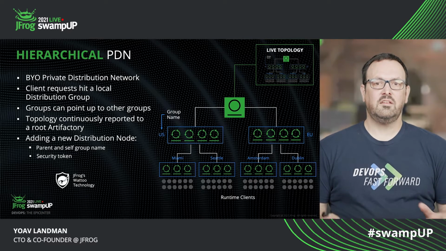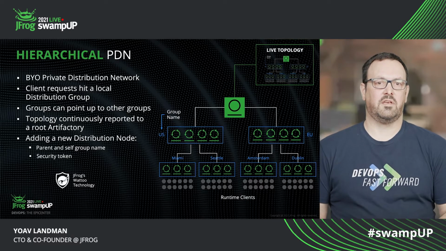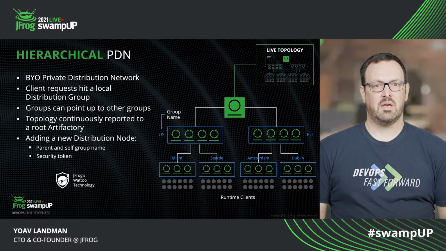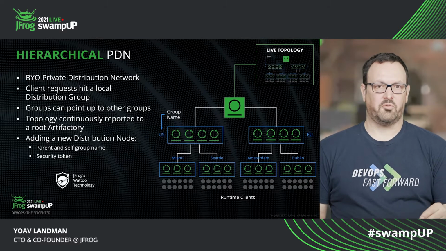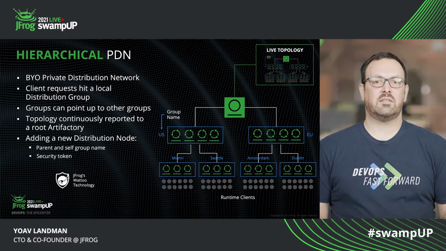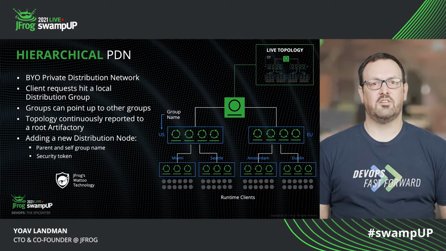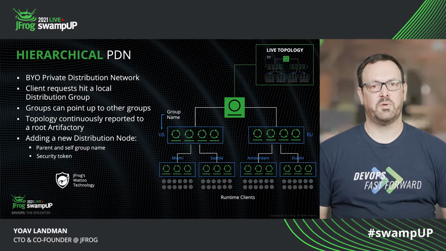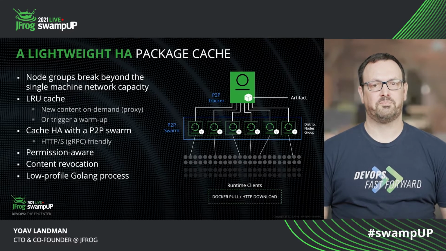And adding a new distribution node to a group is a super easy thing to achieve. You just give it the parent group name, a self group name, and some credentials, and that's it. That's how you build it. And it's all based on an internal technology we developed in JFrog called Watu. So this is how you build this super flexible and easy topology.